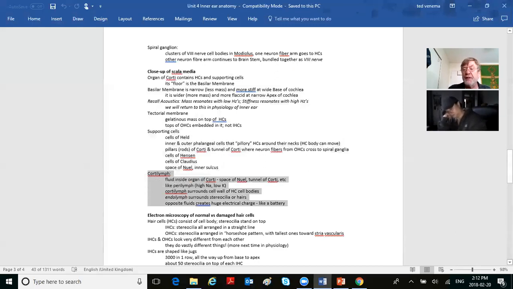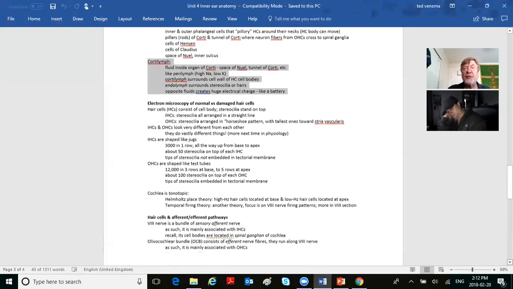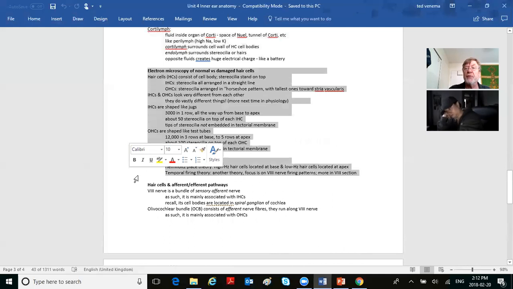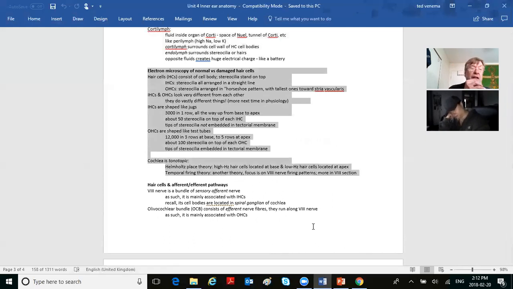All right, moving down page 3. You'll see the electron microscopy slides that I showed you. Here you go. This is the close-up of the hair cells. So this section is describing what we talked about in terms of hair cells. Inner hair cells and outer hair cells look very different from each other. That's because they do vastly different things. More about this in physiology next time.